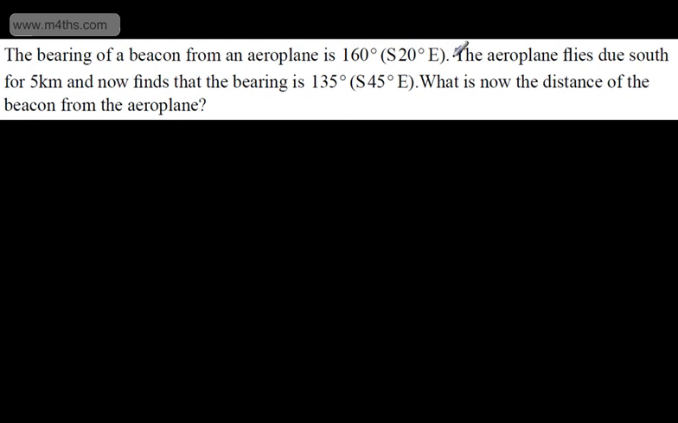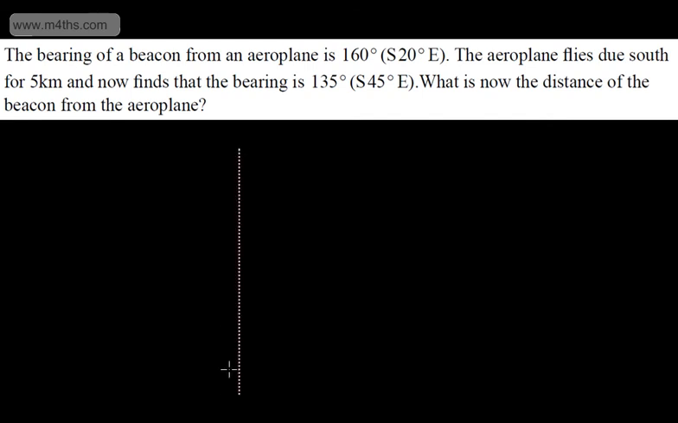We're told the aeroplane flies due south for 5 kilometers and now finds that the bearing is 135, which is southeast 45. We're asked now what is now the distance of the beacon from the aeroplane. Okay, so quite a tough question here. Let's just sketch something up.